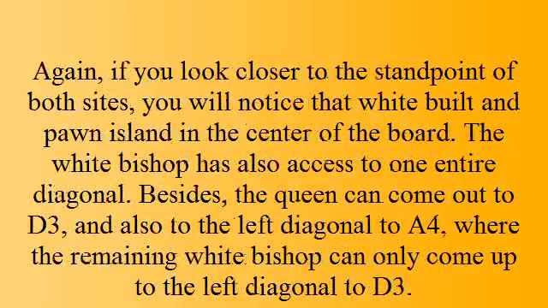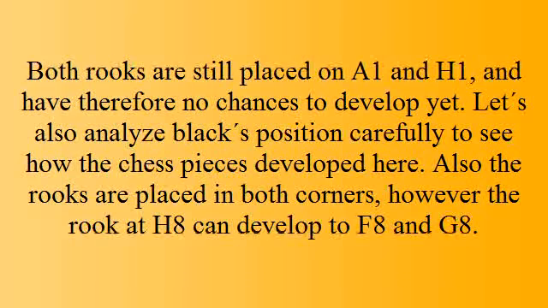Again, if you look closer at the standpoint of both sides, you will notice that white built a pawn island in the center of the board. The white bishop has also access to one entire diagonal. Besides, the queen can come out to d3 and also to the left diagonal to e4, where the remaining white bishop can only come up to the left diagonal to d3. Both rooks are still placed on a1 and h1 and have therefore no chances to develop yet.